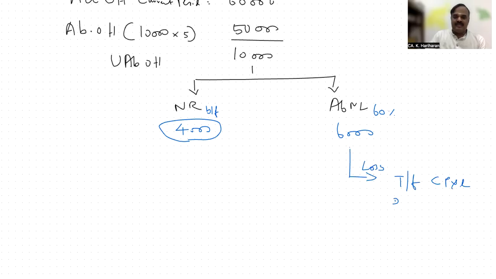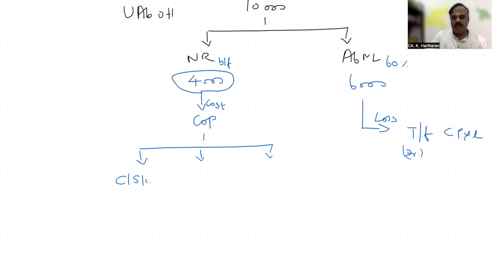If it is a normal reason, it forms part of cost of production. It's a cost, therefore it forms part of cost of production. If it forms part of cost of production, we have to apportion it among 3 different things. On what base do you apportion? Closing stock of finished goods, closing stock of WIP, and number of units sold.